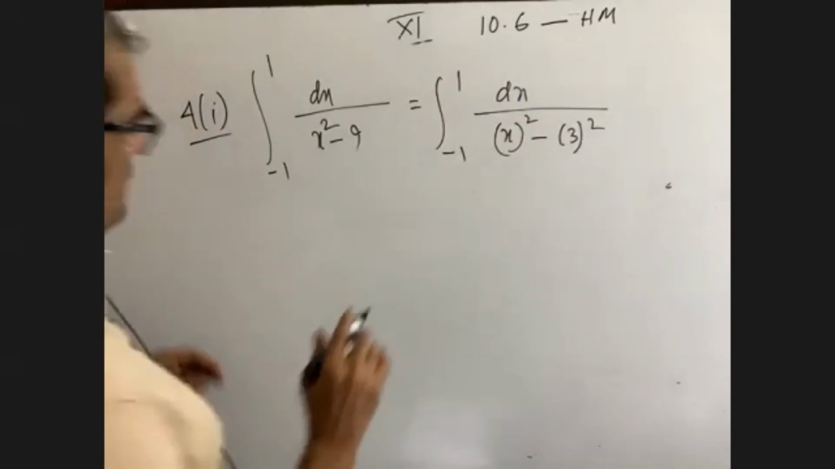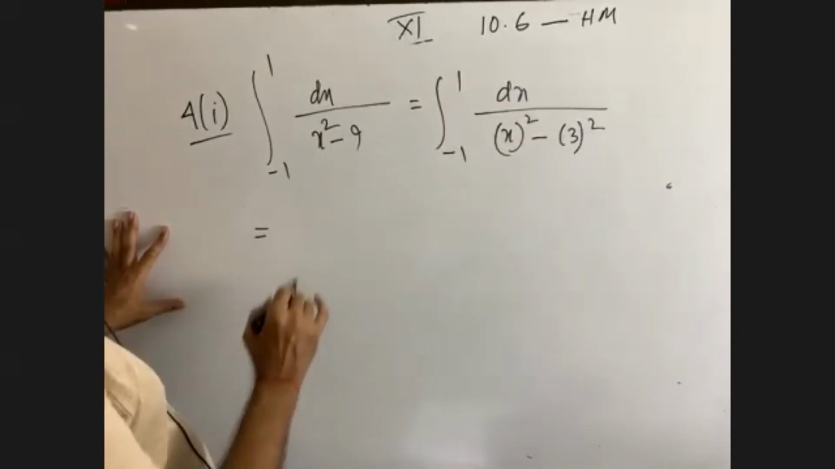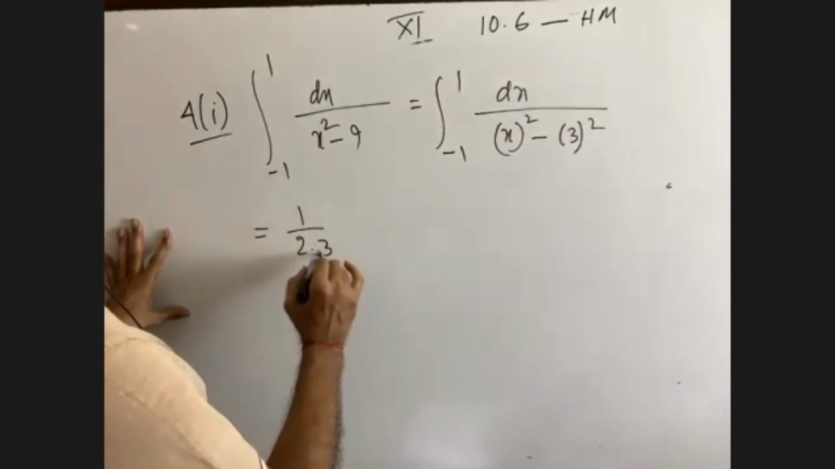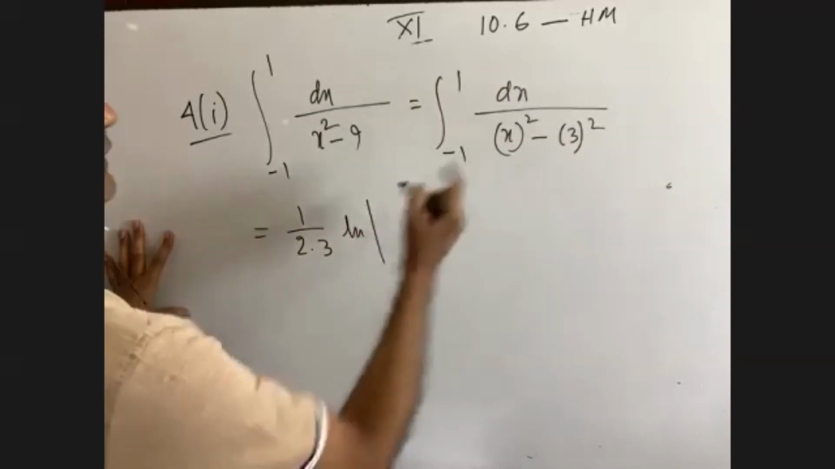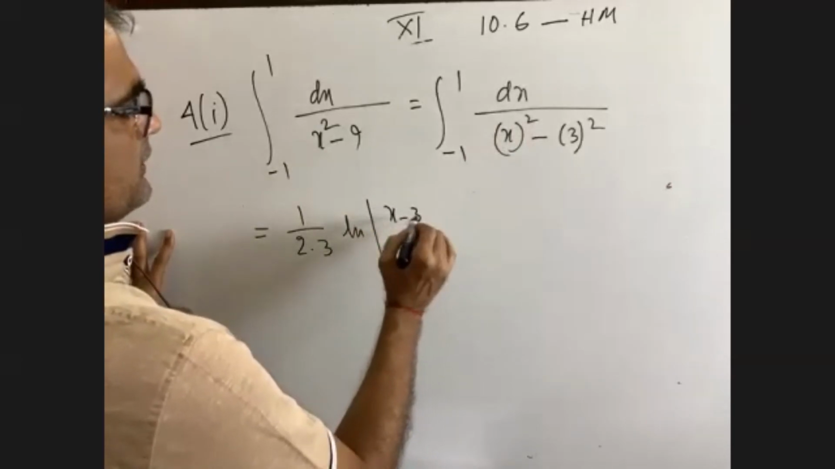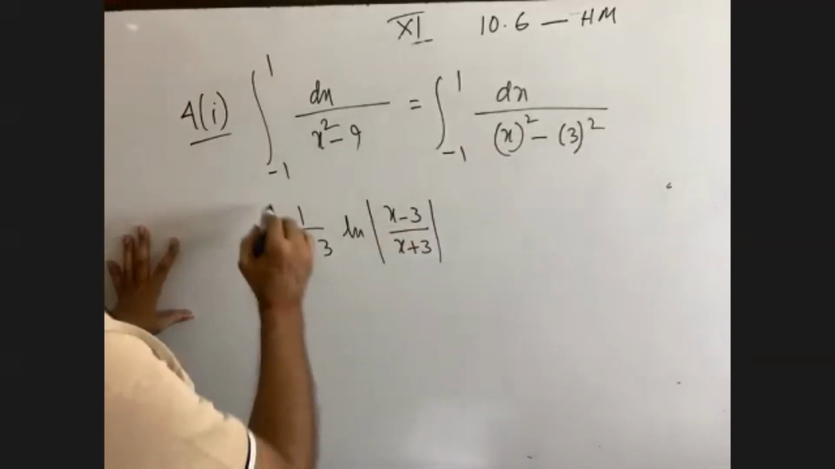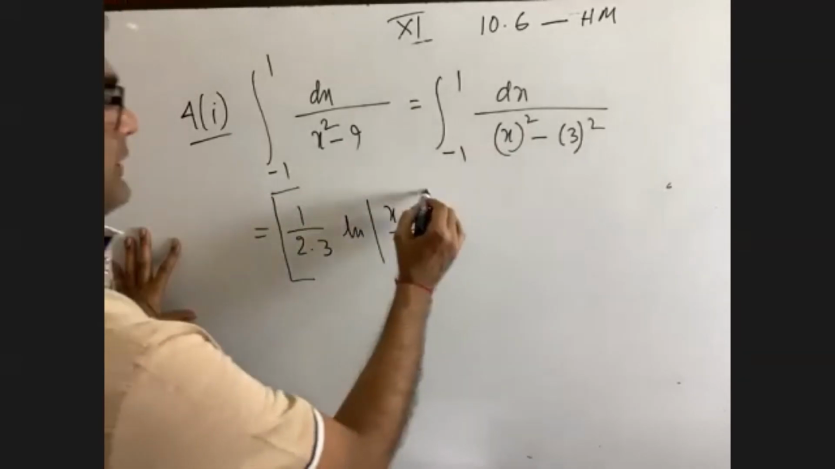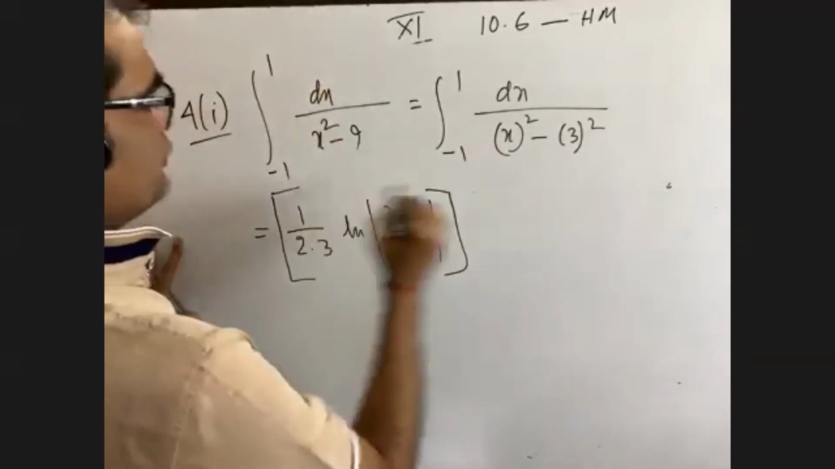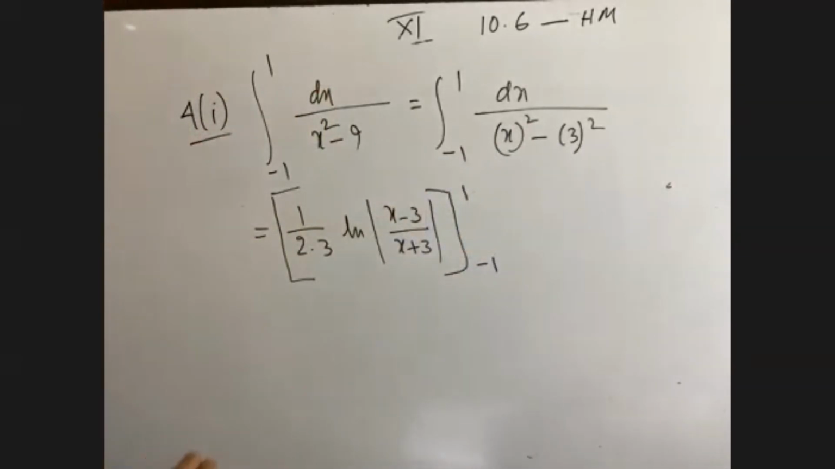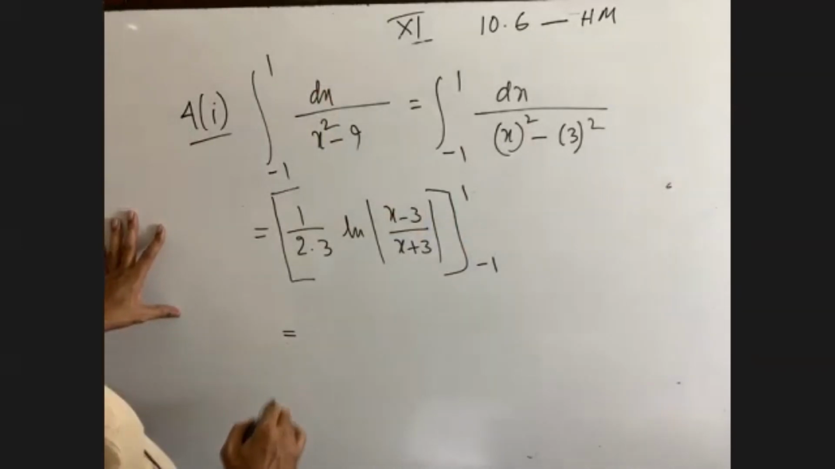Yes, it is. So what is the formula? Let me know. 1 by 2a, a means 3, ln of x minus 3 by x plus 3. It is done. The limits are from minus 1 to 1, from minus 1 to 1. Is it? Now you put the value.